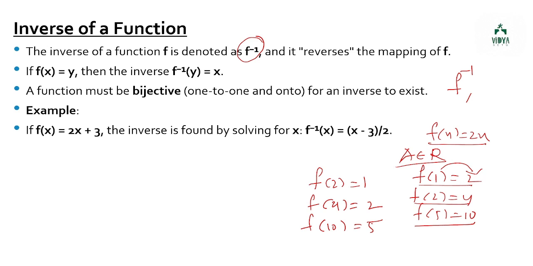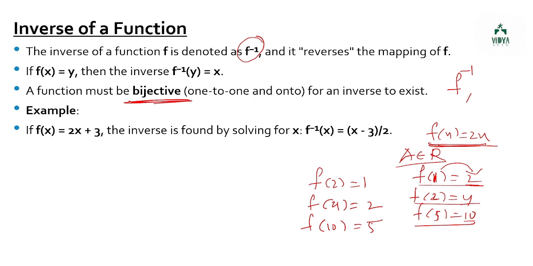So we have to define a function like this, f of x equal to something, so that if I put f of 2, I should get 1. If I put f of 4, I should get 2 exactly. If I put f of 10, I should get 5 exactly. Okay, that is inverse. And for a function to be invertible, it should be bijective, both 1-1 and onto.